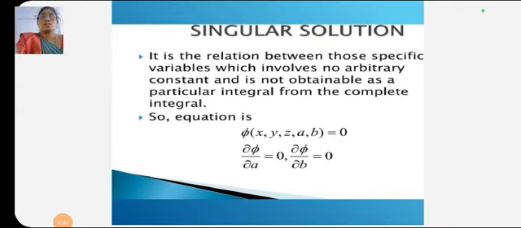The singular solution is one with no arbitrary constant and is not obtained as a particular integral from the complete integral. So the equation is phi of x comma y comma z comma a comma b equal to 0. Then we get dou phi by dou a equal to 0 and dou phi by dou b equal to 0.